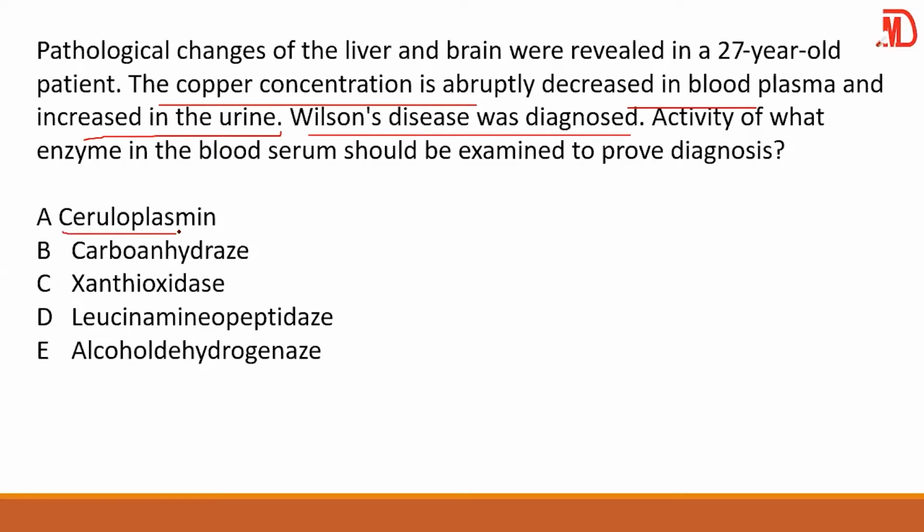ceruloplasmin. So your answer is A. As simple as that. Again, what is the use of xanthine oxidase? It has to do with uric acid. We've spoken about this severally today. So please don't get confused with Wilson disease under any circumstance.